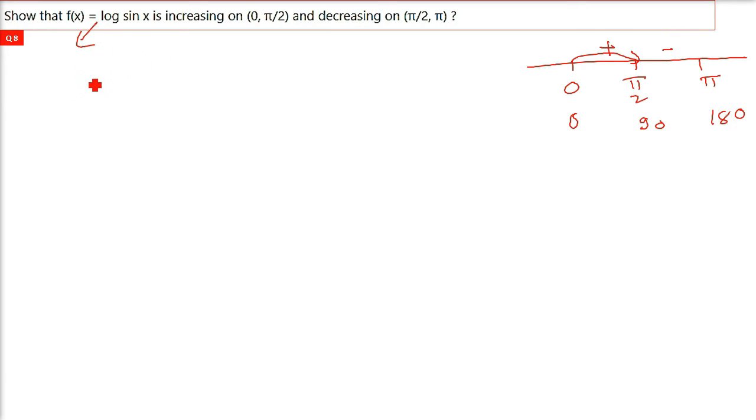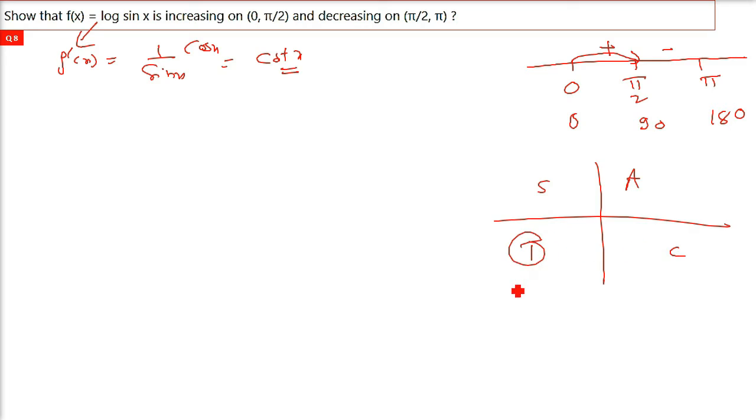So what is the ninja technique? f dash x, differentiate log sin x. The differentiation of log sin x is 1 by sin x, times the differentiation of sin x, which is cos x, so it will be cot x. Cos x by sin x is cot x. Now put it here. See, add sugar to coffee. Now tan and cot, they are brothers. They are always similar. So in the first quadrant and third quadrant, cot x is going to be positive. In the second quadrant and the fourth quadrant, tan x or cot x is going to be negative.